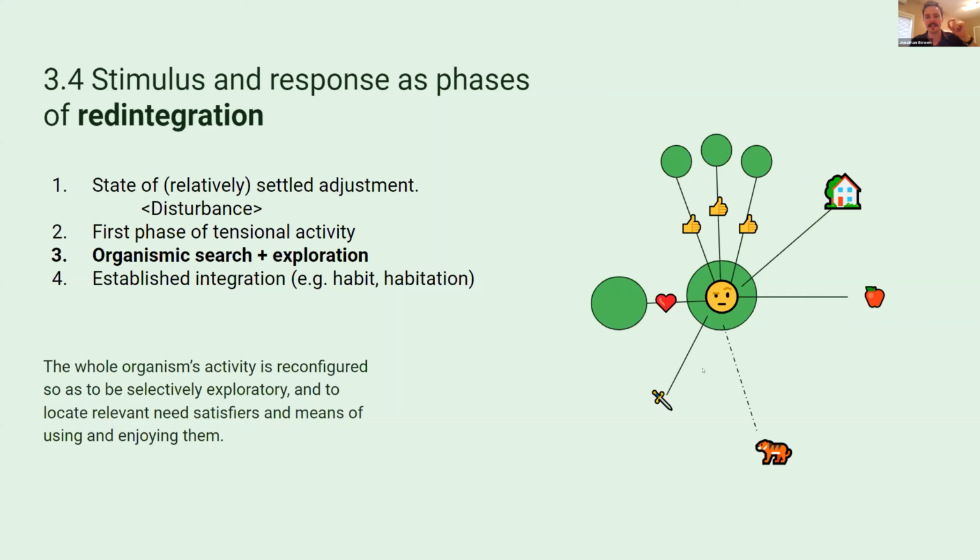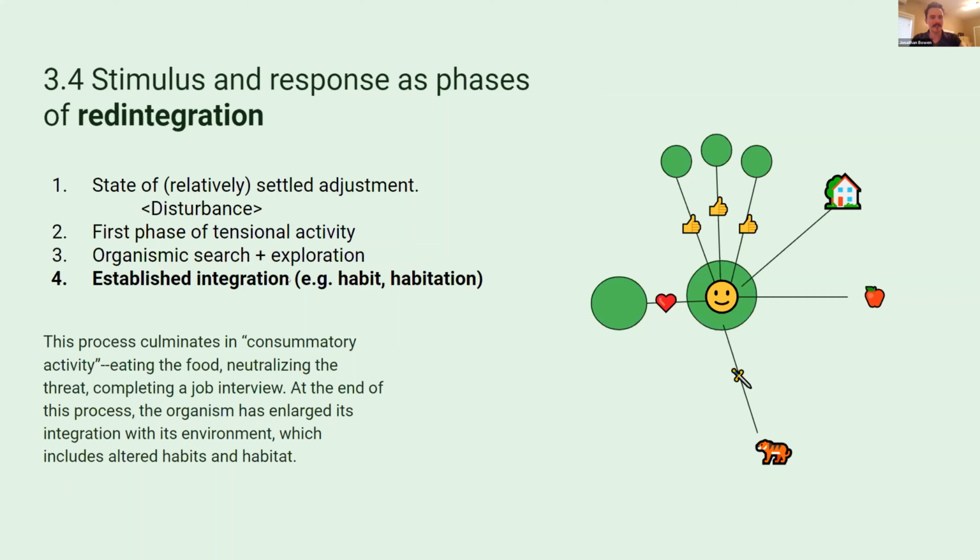So here, if he's found a dagger or something to protect him against this tiger. So now this final phase tends to be called consummatory activity. So this is either eating the food when you're hungry, neutralizing a threat, like in this case, I suppose, or maybe completing a job interview if the need is a social need for employment. So at the end of this process, the organism's enlarged its integration with its environment, and that includes altering its habits and the habitat that it's in.